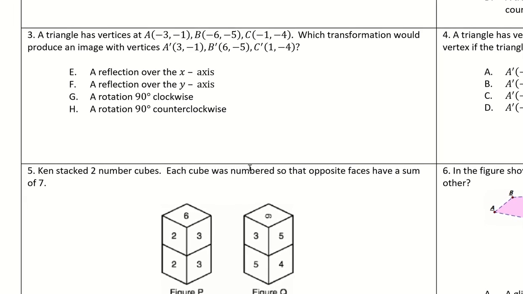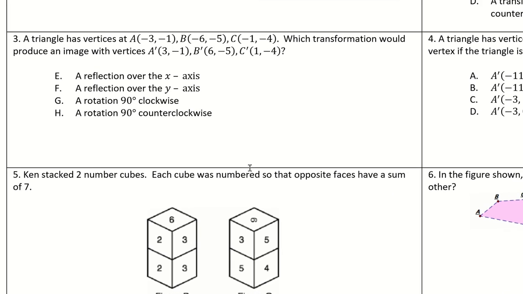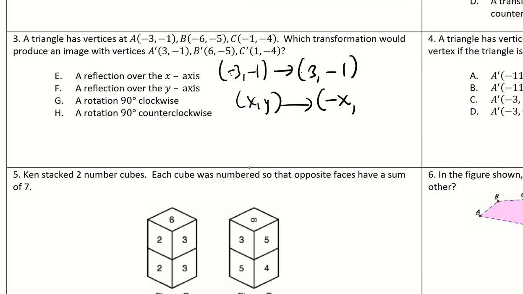That's good. Number 3, a triangle has vertices at A, B, and C. Which transformation will produce an image with vertices 3, negative 1? Okay, so we're going from A to A prime. So let's just use those coordinates just to make it a little easier. So if I look at that, well, this is going from x, y. Looks like the x, there's a sign change. So you have x changing sign, and then y stays the same, right? You can see that the y stays. So this is the rule. This rule is a reflection about the y-axis. So the answer is F.